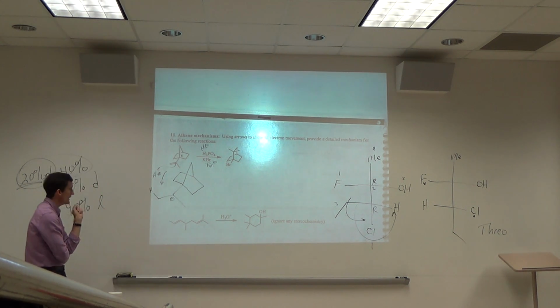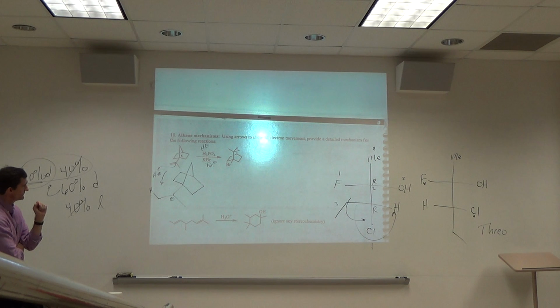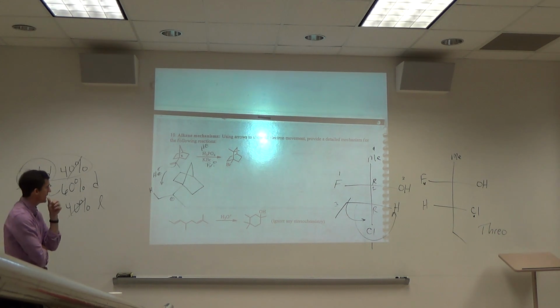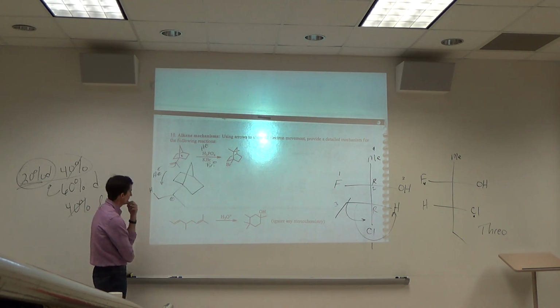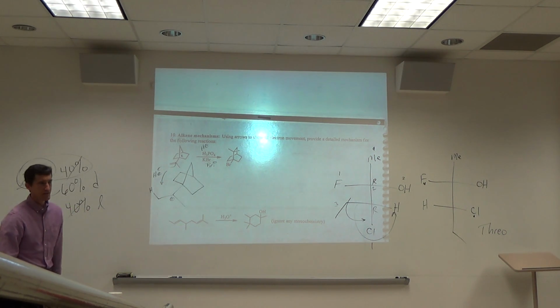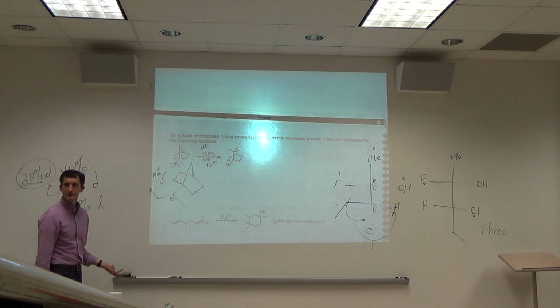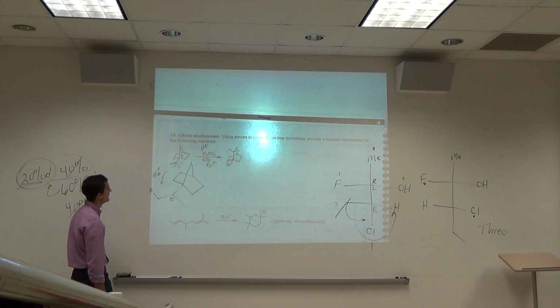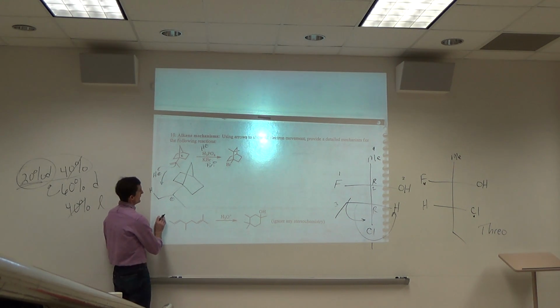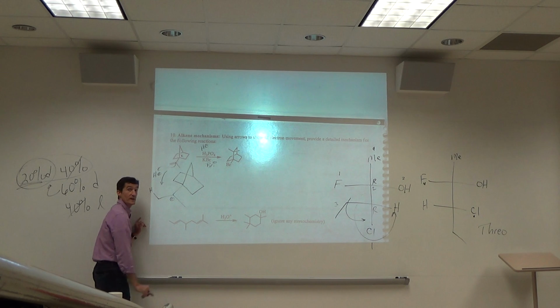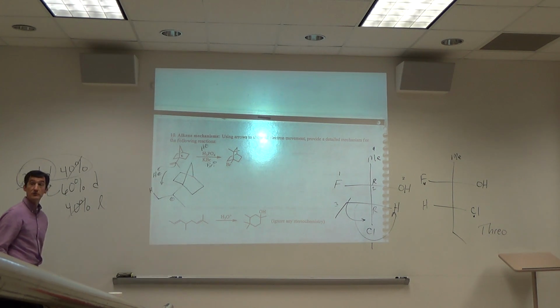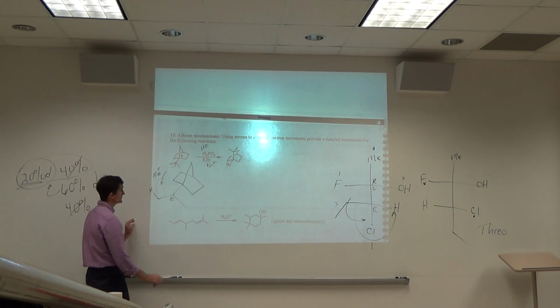Now, this one is a little bit tough to see. Perhaps. It's hard for me to know because I've been looking at it 20, 30 times, and I can't remember when I first looked at it. You guys look at it for the first time, and I can't remember what you think. But some type of rearrangement. What are carbocations prone to do? Rearrange.